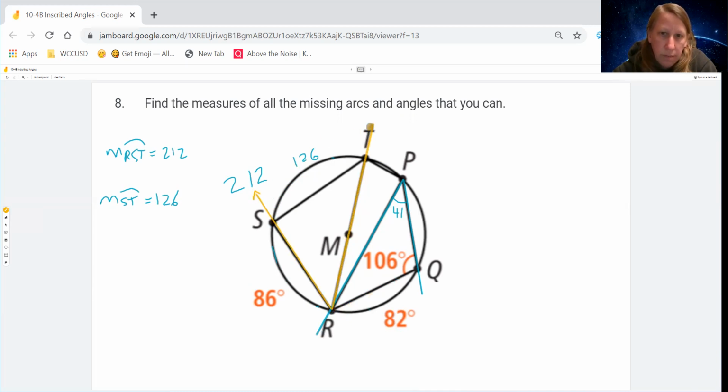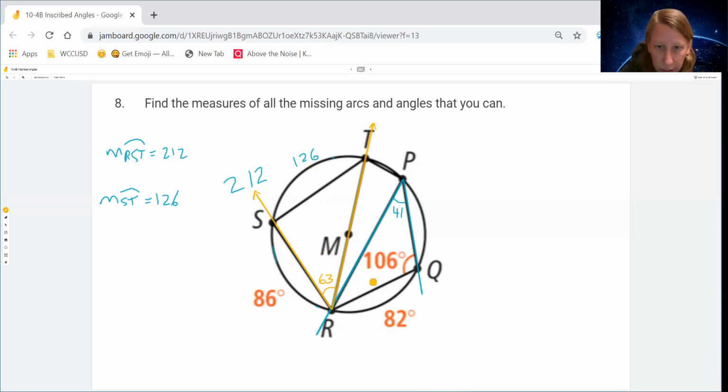You see it? Where's angle SRT hitting the circle? At 126. So this angle all the way out to the edge is going to be half. Half of 120 is 60, and half of 6 is 3. So that's that. Ooh, it's so fun. What do you guys see?